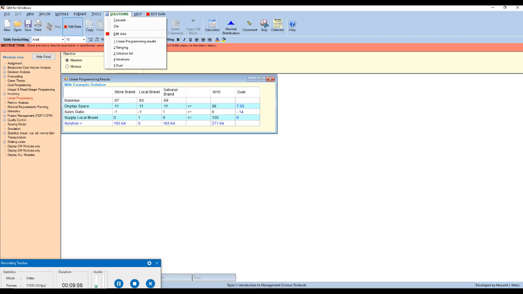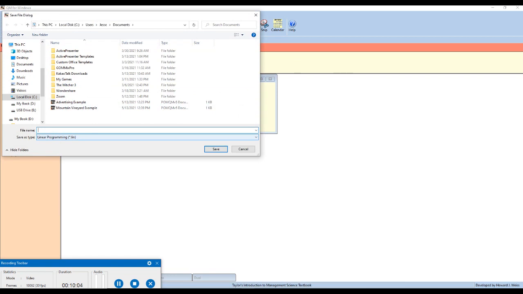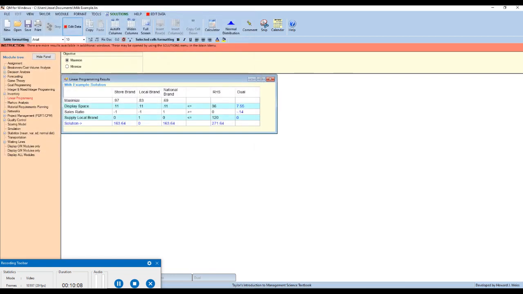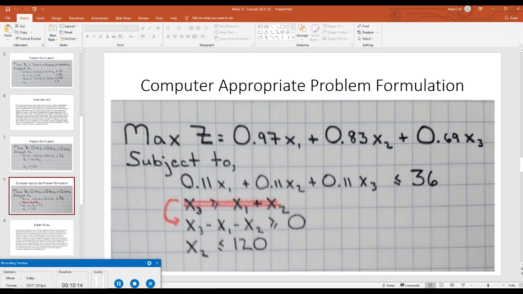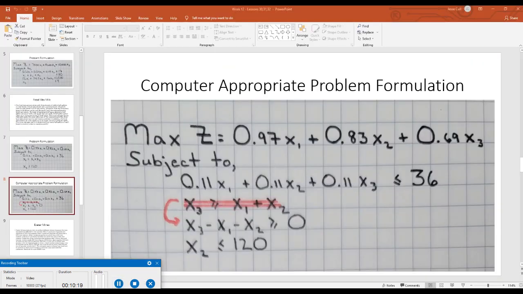This gives us a profit of 271.64 cents. So I'm going to save this problem, and I can close this now. All right, now we go into Microsoft Excel. Okay, so what we're going to do now is go into Excel and solve it again.